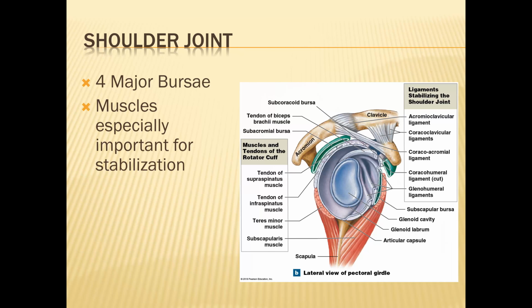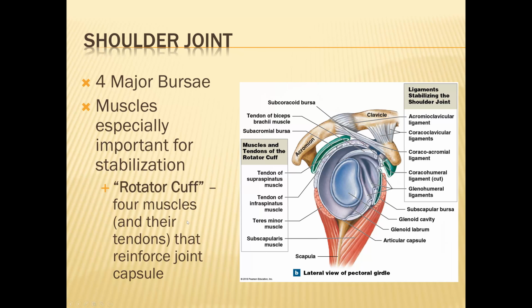Muscles play an important role in stabilizing the shoulder joint, and in fact, you should know that the rotator cuff is a term that we use to describe 4 major muscles and their tendons that reinforce the joint capsule. So you've got the supraspinatus muscle, the infraspinatus muscle, teres minor muscle, and the subscapularis muscle. These 4 muscles and their tendons make up the rotator cuff, which again is helping to stabilize the shoulder joint. And in sports, you might frequently hear of people with rotator cuff injuries.